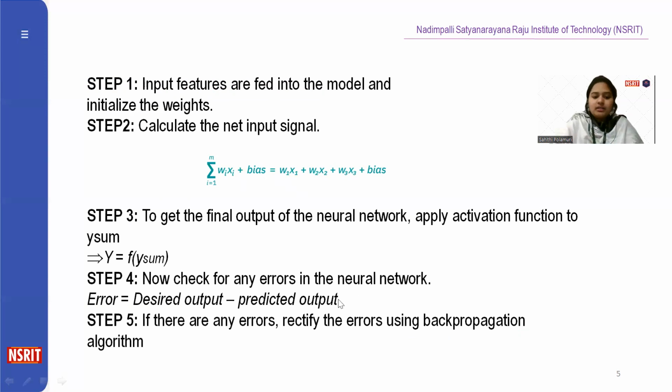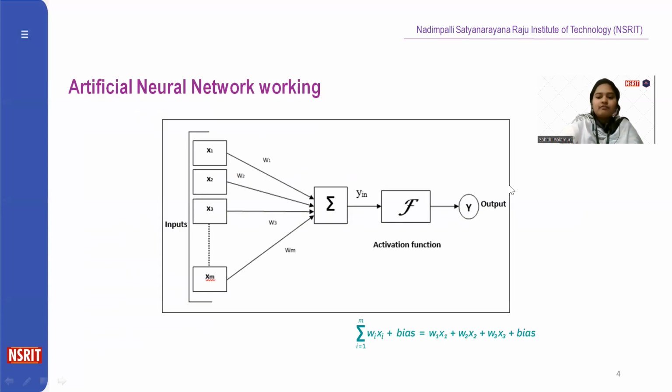Error is nothing but desired output minus predicted output. That means we will have an idea about how we want our output to be. If our desired output is not equal to the output that we have gotten here, that means we have error in our neural network. Predicted output means the output that we have gotten here. If those two values are different, then we are having error in our neural network.